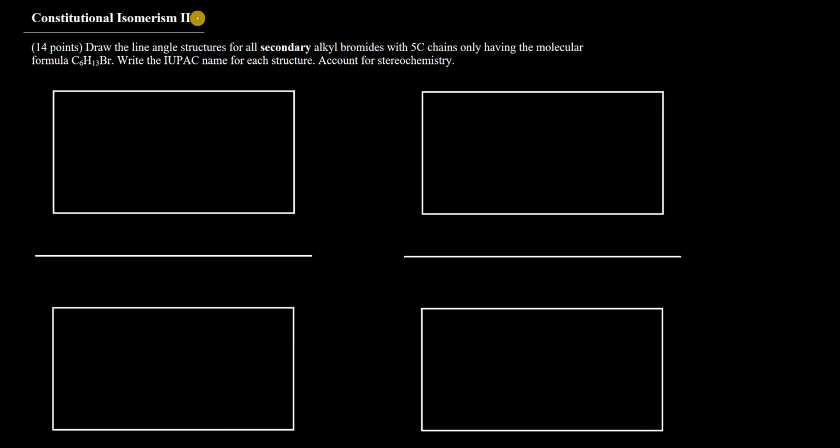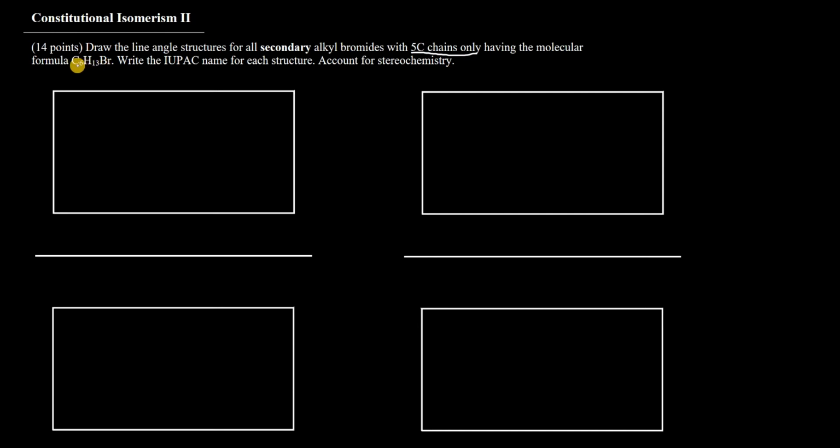Okay, let's continue with constitutional isomerism. This question has a lot more constraints, but it's not necessarily more difficult. So let's see. Line angle structures for all secondary alkyl bromides with 5 carbon chains only, having the molecular formula for bromohexane, C6H13Br.